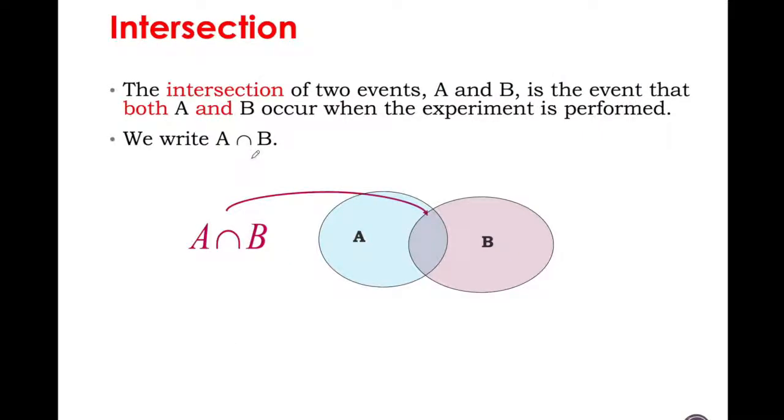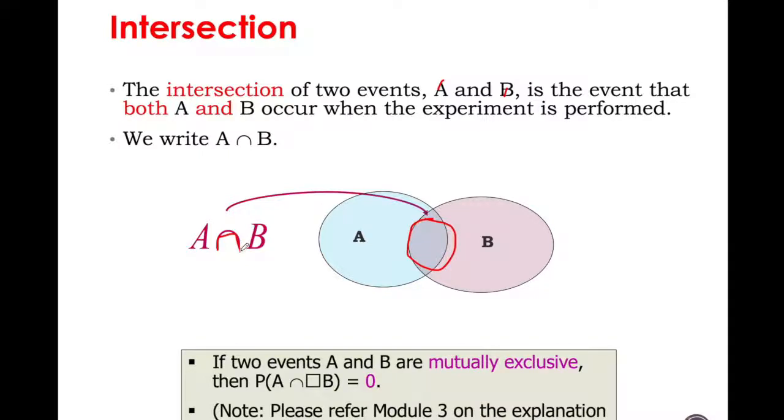In the meantime, the intersection of two events, A and B, is the event that both A and B occur when the experiment is performed. Meaning to say only this part, which is the intersection, and we describe it as A intersection B. And next, if two events A and B are mutually exclusive, then the probability of A intersection B is 0, which is going to be described afterwards.